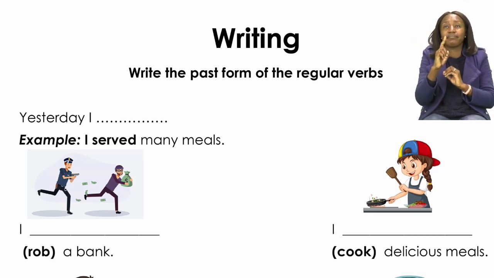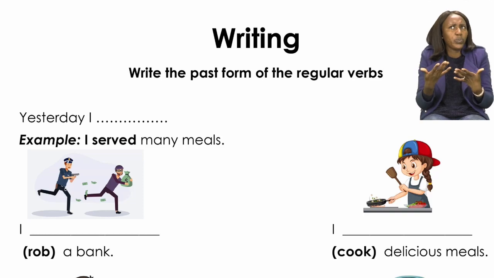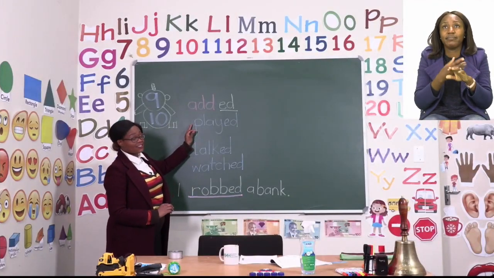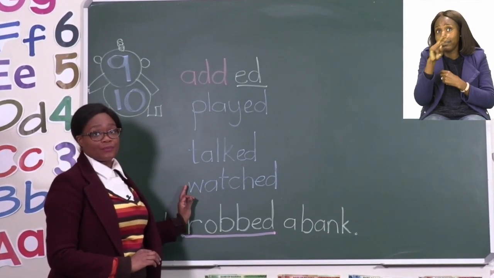Now, before we do number 1 together, I want to show you what it means to put some words in past tense. We have on the board 3 words: played, talked, and watched.